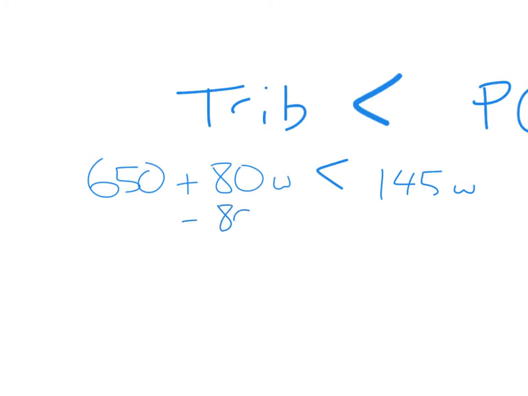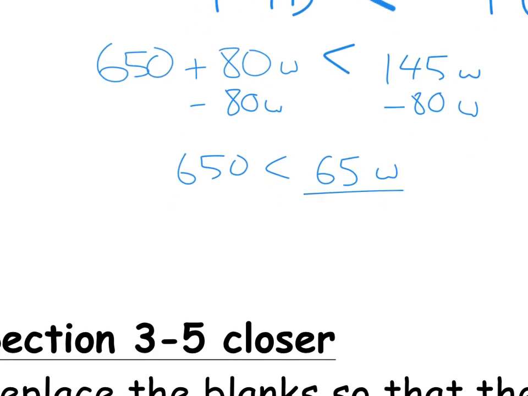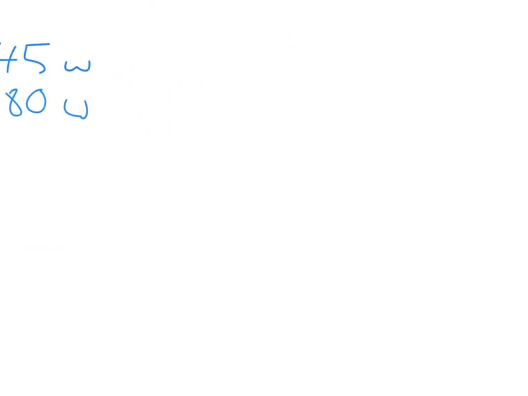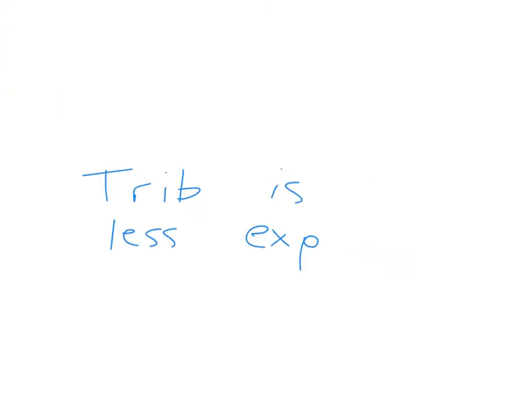So subtract 80W. I end up with 650 is less than 65W, and we divide by 65, 10 is less than W. What that would mean is W is greater than 10, right? So interpret this with a sentence: the Trib is less expensive, because that's what they want to know.